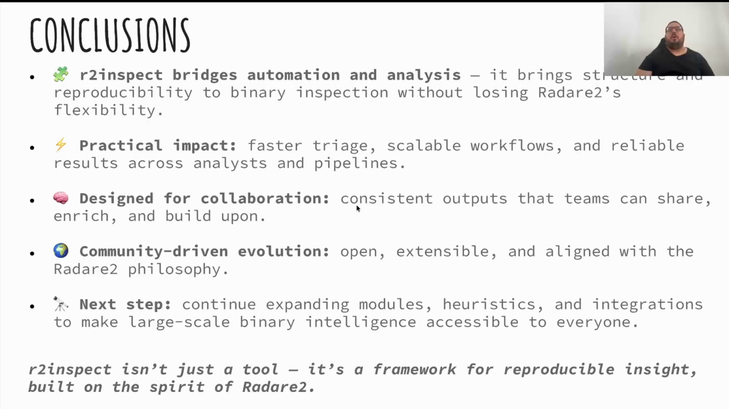It has consistent outputs that teams can share between them, can enrich the results, and also build something on top of the results that are generated by R2Inspect. It's a community-driven evolution project that is open, extensible, and aligned with the Radare2 philosophy. And the next step is to continue expanding modules, heuristics, and integrations to make large-scale binary intelligence accessible to everyone. So R2Inspect isn't just a tool; it's a framework for reproducible insight built on the spirit of Radare2.